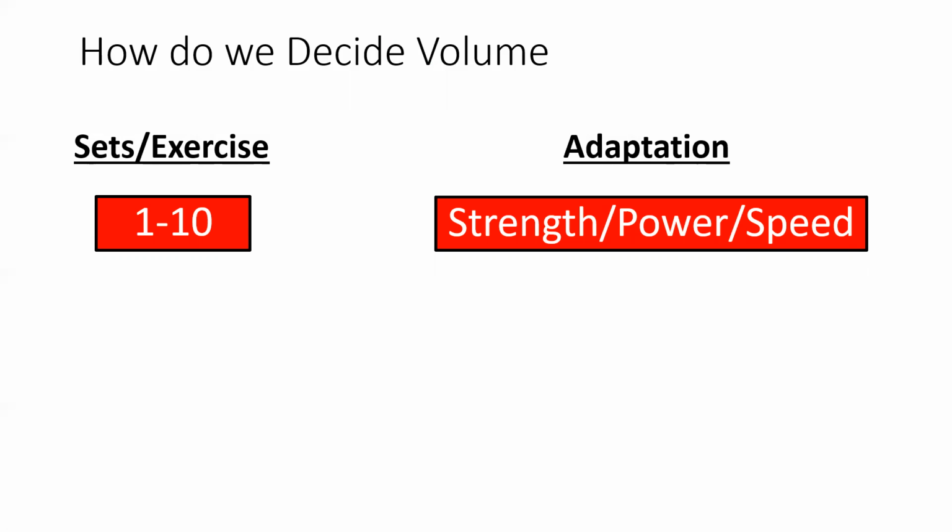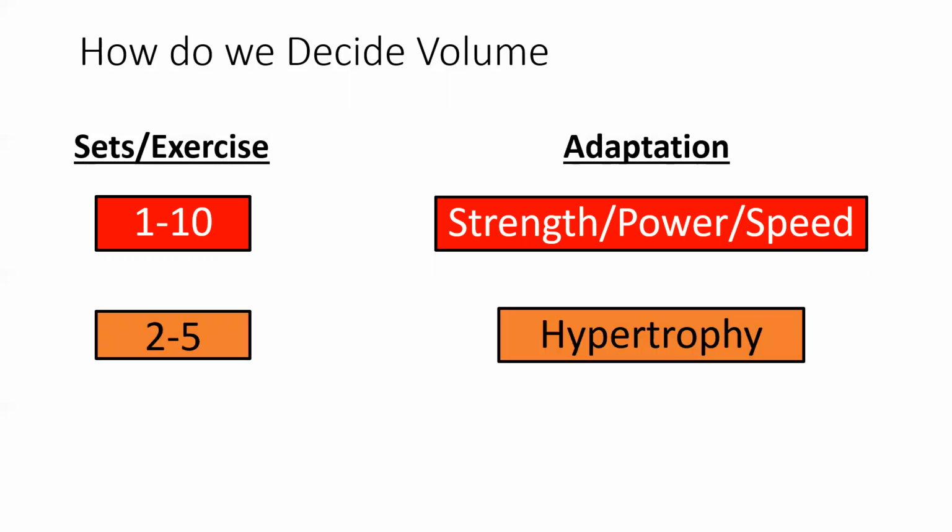So about 1 to 10 sets per exercise at 1 to 5 reps per set for strength, power, or speed. For hypertrophy, we normally shoot for 2 to 5 sets per exercise, and it's really inversely related to the number of repetitions you're performing within that set. So if I perform 2 sets of 6, that's 12 total repetitions. If I perform 5 sets of 6, that's 30 total repetitions.